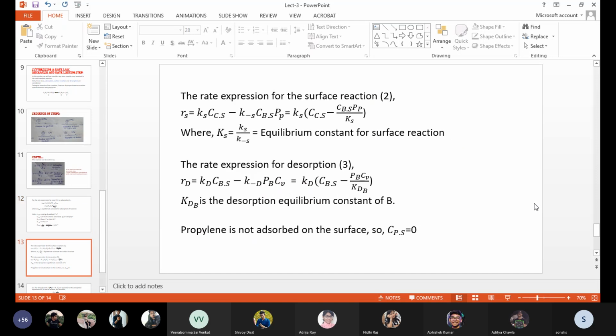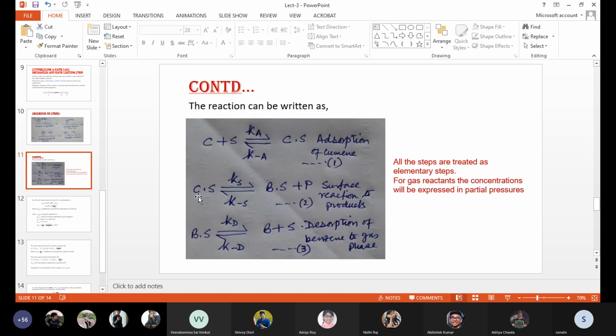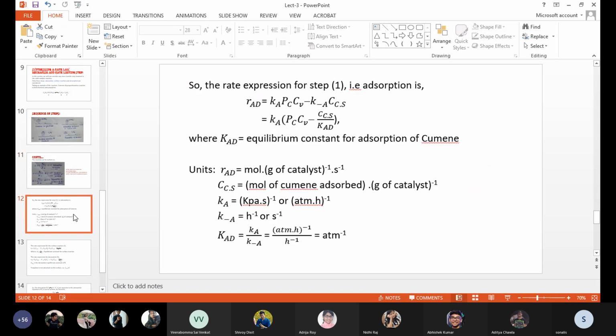Now the rate expression for the surface reaction, RS, is the overall rate of the reaction. Just look at the surface reaction, C·S giving B·S plus P, with rate constants small ks and small k of minus S.